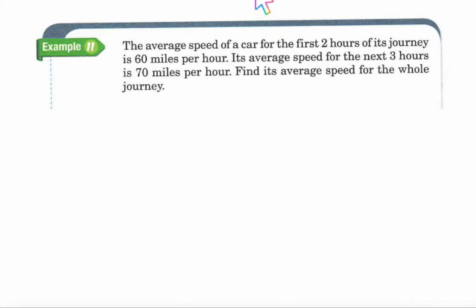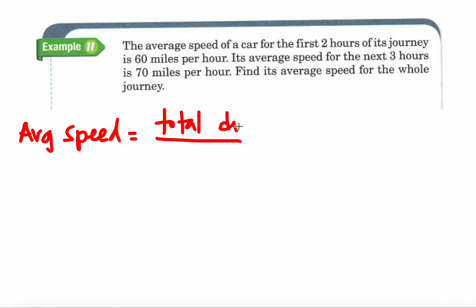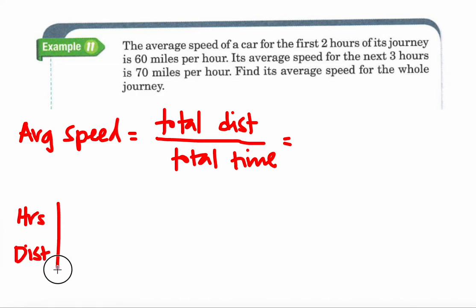Okay, so I'm actually going to make myself a table to kind of organize my work here because we know from before that to find the average speed, we need to basically divide our total distance by our total time. And I have two different legs of this journey going on. So let me just graph this out. So let's do hours versus distance. Okay.